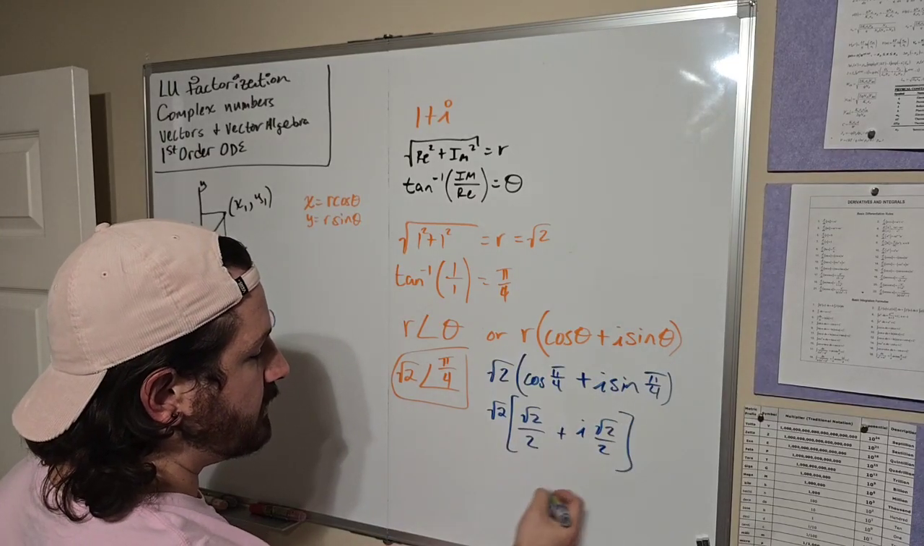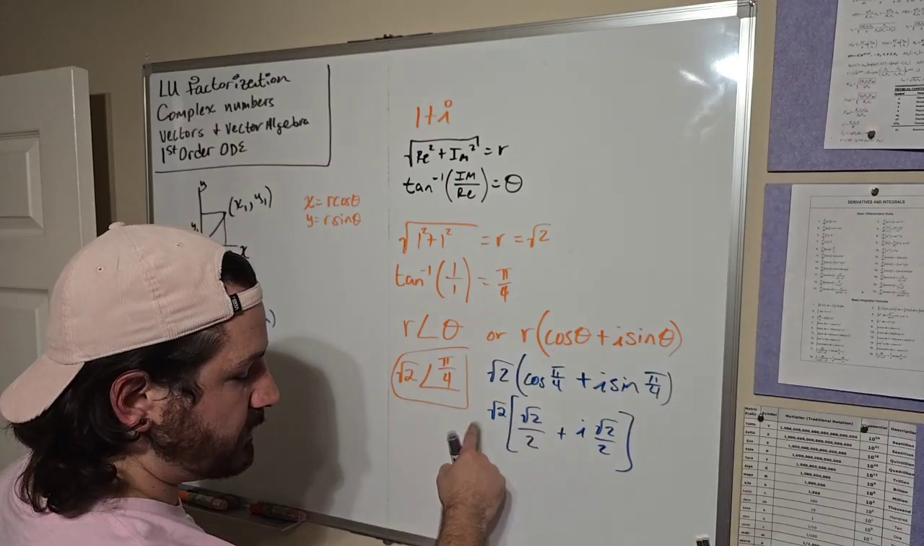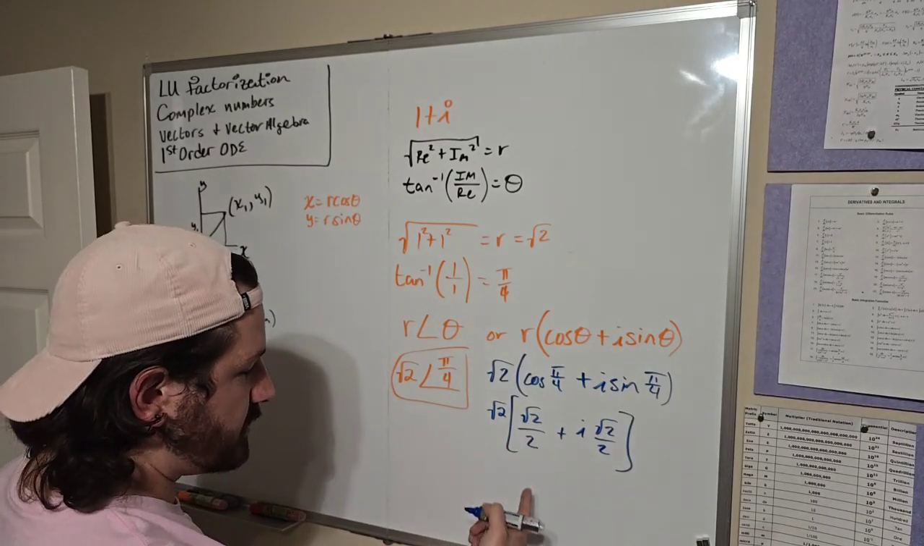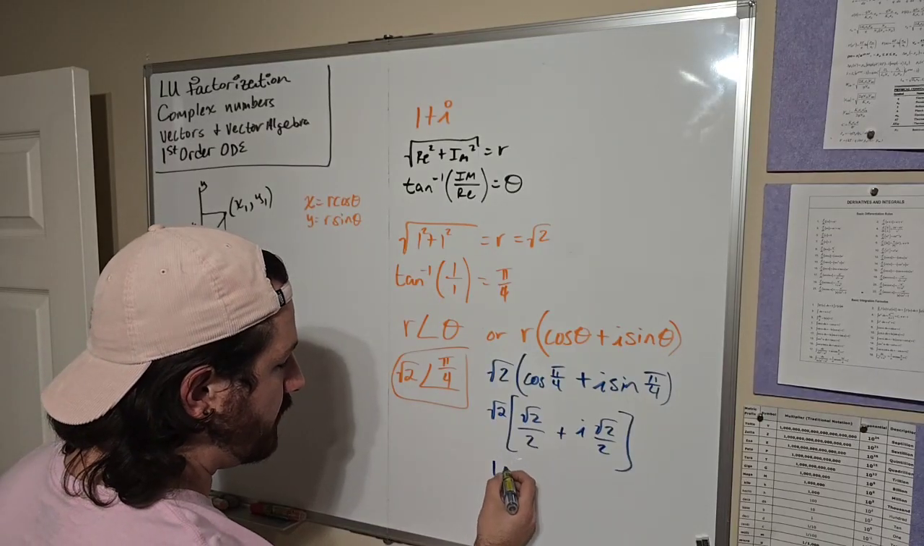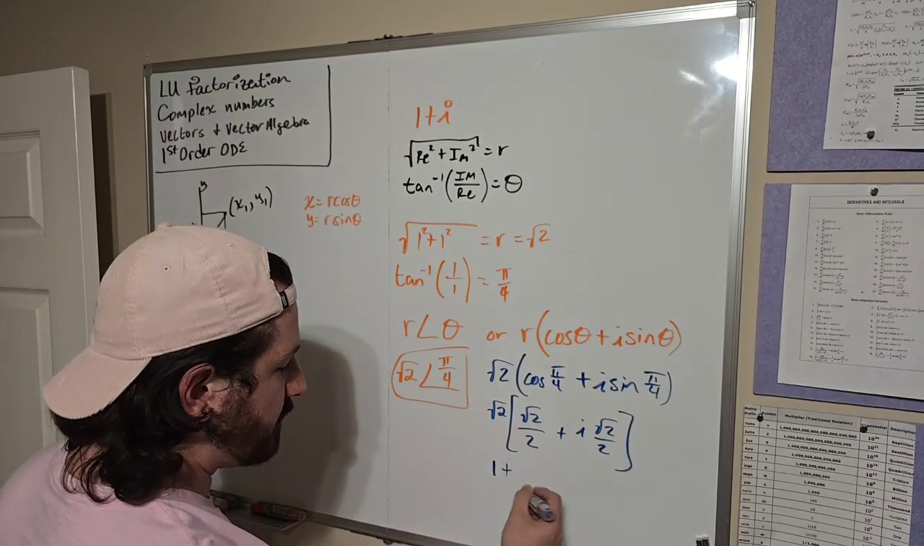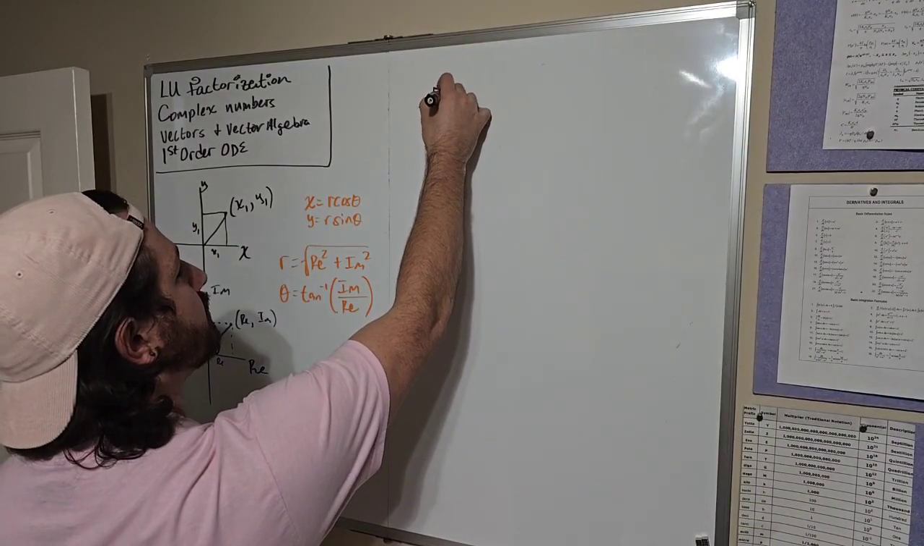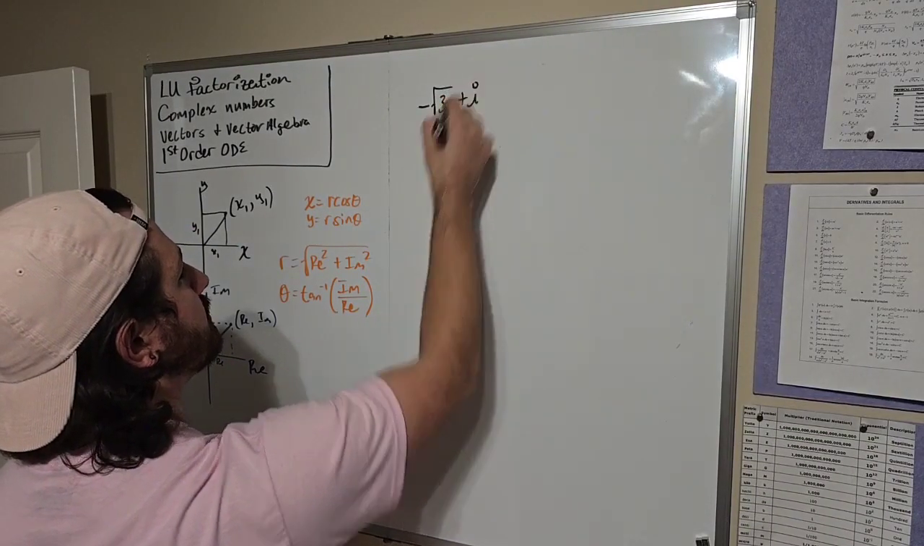Okay, well let's multiply this root 2 through the entire problem. So root 2 times root 2 is going to be just 2. 2 divided by 2 is 1, so I get 1. And then the same math applies here, so I get i.